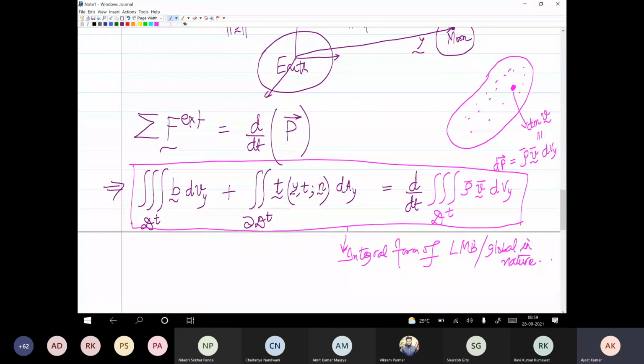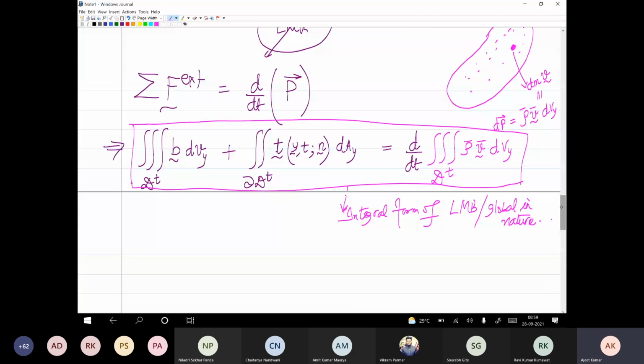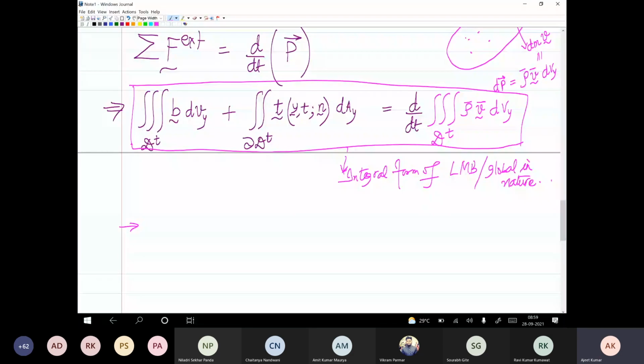Okay, we want to derive a differential equation from here, which will also be local in nature, which would hold at every point of the body. So that is our goal. Just like for mass, we had del rho by del t plus divergence of rho v equal to 0. That differential equation holds at every point of D_t. Likewise, we want to derive here the local form of LMB, to be derived. So this is something we'll do in the next class, okay?